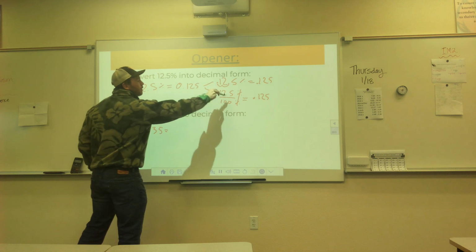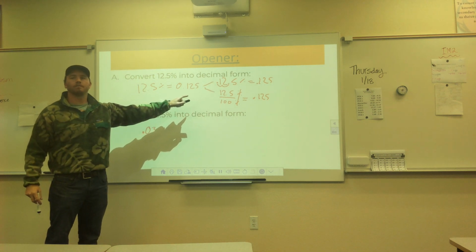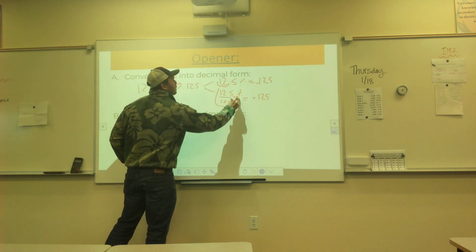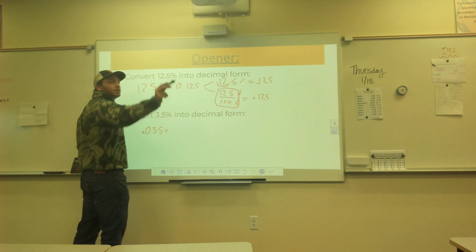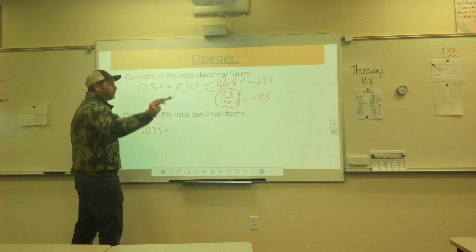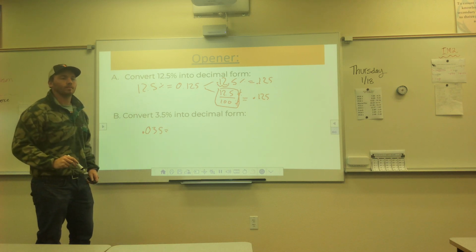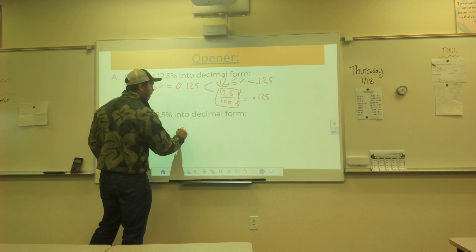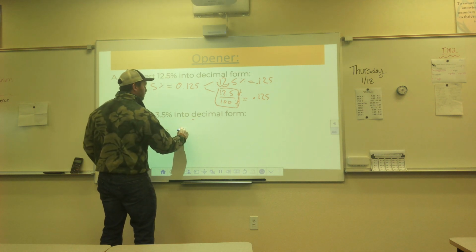Now, I explained both of these methods a little bit earlier. Which one did you use for that one? Division? Did anyone use this one? You used a pushback method? Yeah. Did you get the same answer? Yep. Okay. 0.035. Perfect, 0.035.